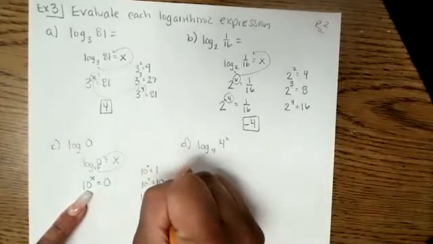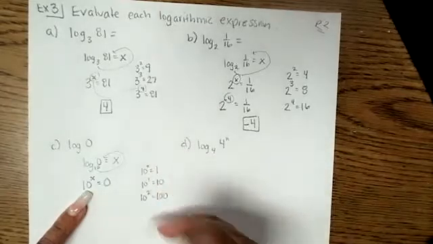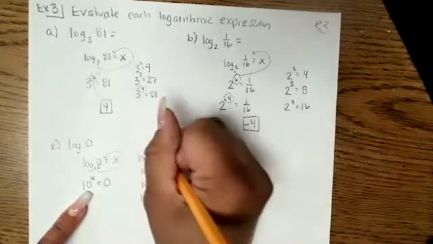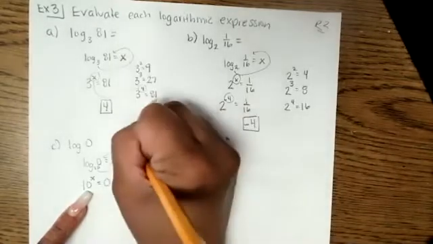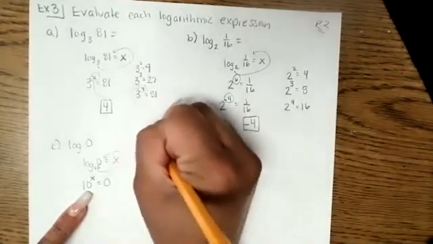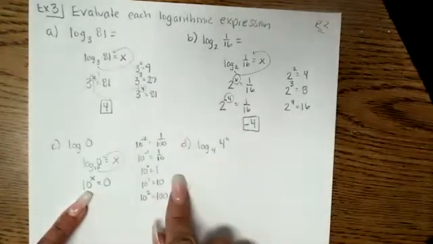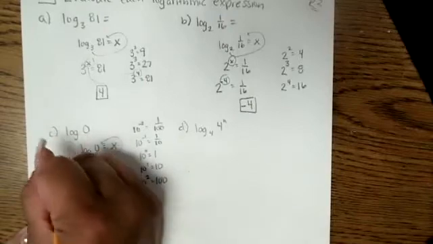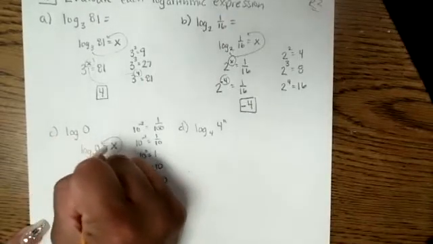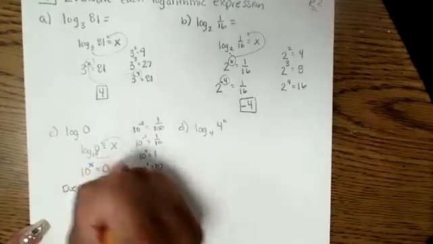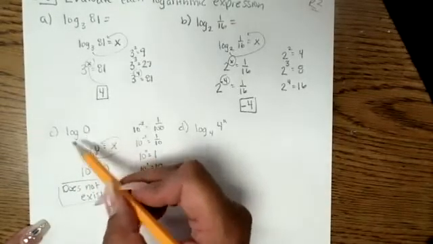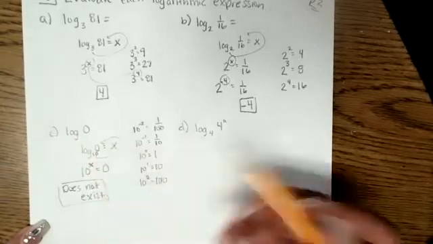10 squared equals 100. Okay, so obviously it's not going to be a positive exponent. Let's try a negative exponent. 10 to the negative 1 is 1 over 10. 10 to the negative 2 is going to be 1 over 100. I'm never going to get a 0. So this one does not exist. You cannot take the logarithm of 0. You can never take the logarithm of 0.